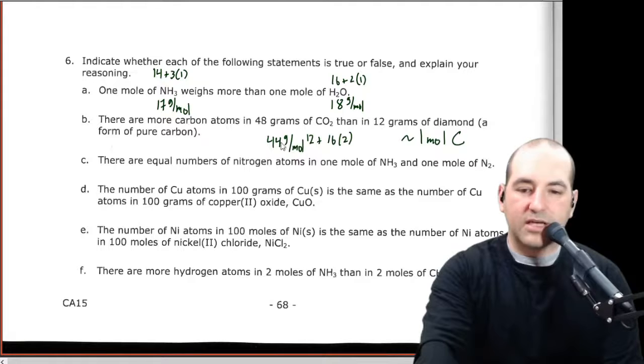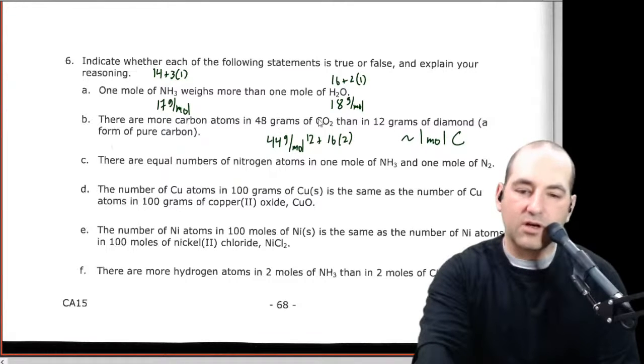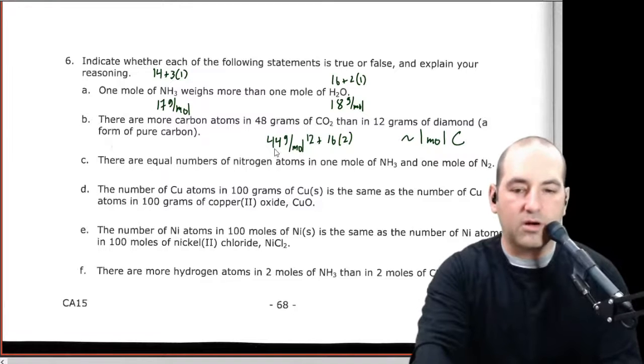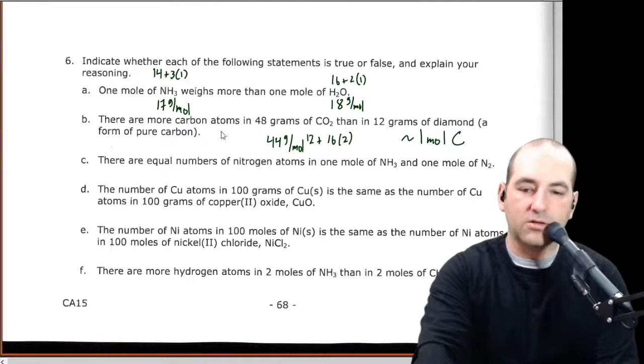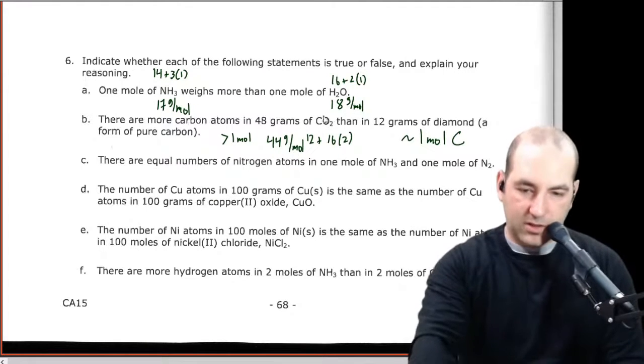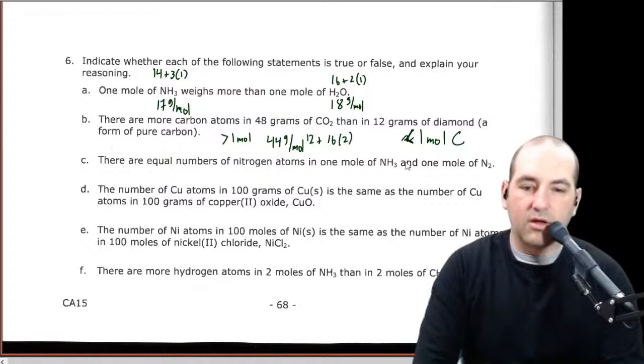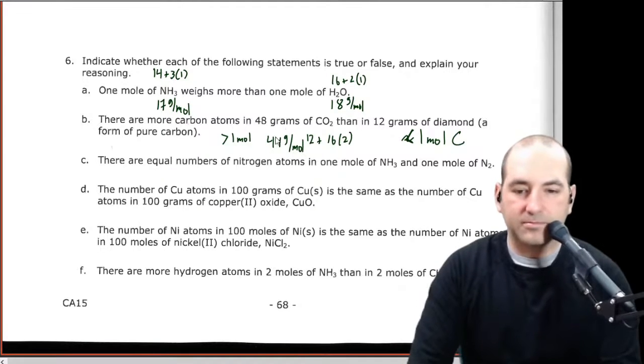So carbon dioxide is 44 grams in a mole. And if we have 48 grams of CO2, that's a little more than a mole, right? So just over 1 mole. And since there's 1 carbon atom per molecule of CO2, if we have a little bit over a mole of CO2, we also have a little bit over a mole of carbon atoms. So a little bit under a mole and a little bit over a mole. So that means there's going to be more carbon atoms here.